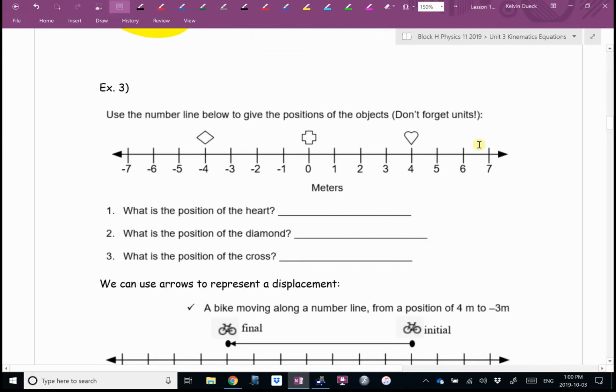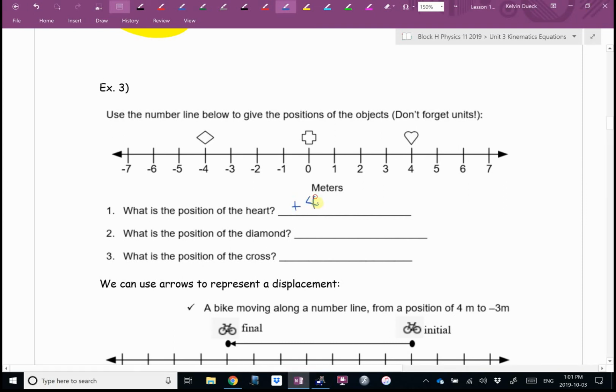We can also talk about position. We can give positions as positive or negative. So here's a number line. What's the position of the heart on the number line? You could say 4 meters to the right. But Aiden, when you're done yawning, what's a shorter way to say 4 meters to the right? Are you positive?